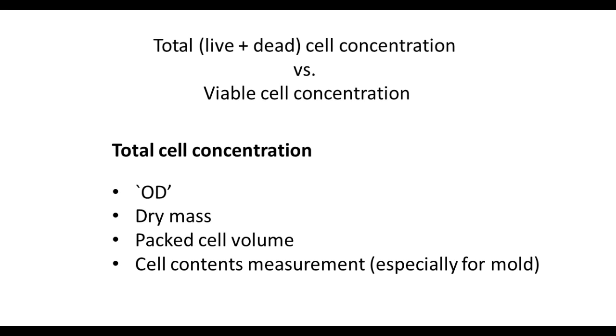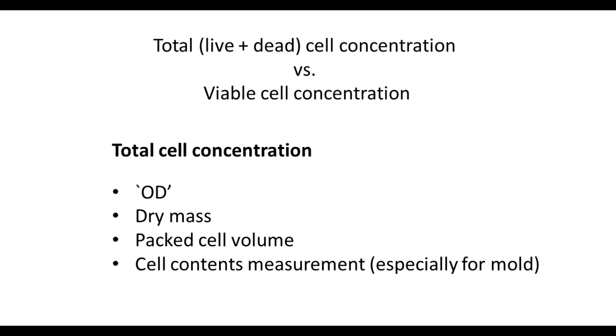Sometimes the viability percentages are very high, 97, 98%, so it doesn't really make a difference whether you follow viable cell concentration or total cell concentration. But there is a difference in principle, and the difference can turn out to be important. So you need to know that there is a total cell concentration measurement and a viable cell concentration measurement. Let us first look at the methods to measure total cell concentration.